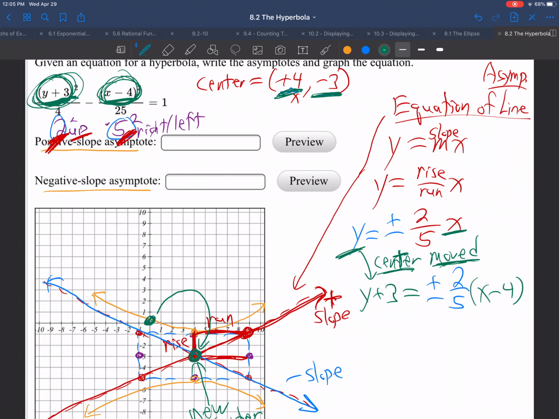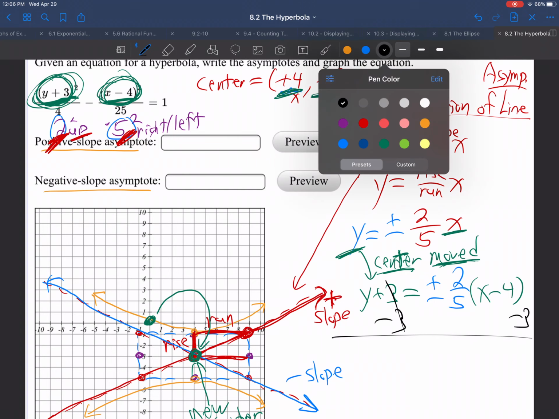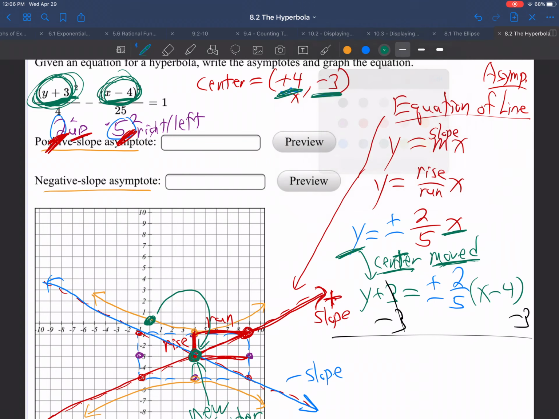Now, one last step. They want y alone in this equation. So just subtract 3 from both sides. Boom. And now we've got it. y equals plus or minus 2/5 (x minus 4) minus 3. That gets y alone. Those are the two equations they want.